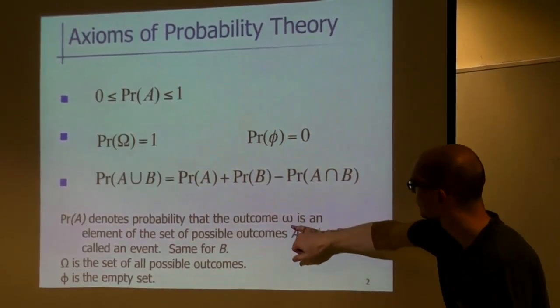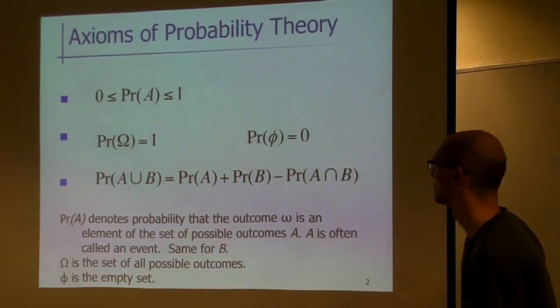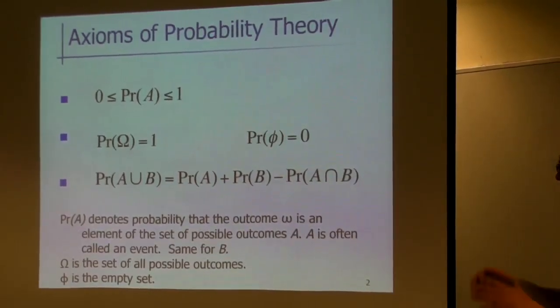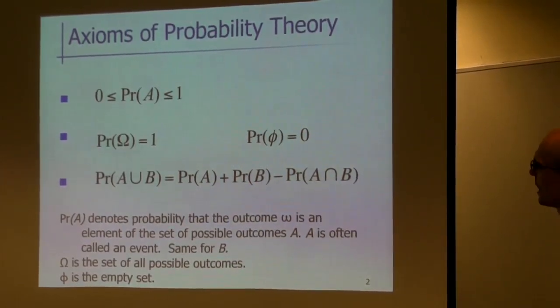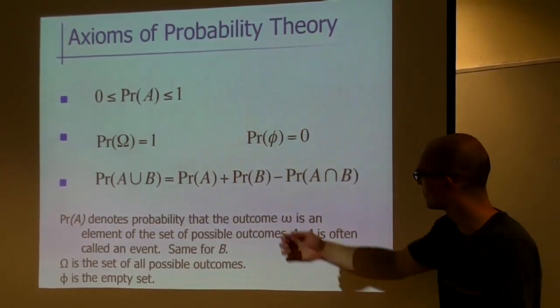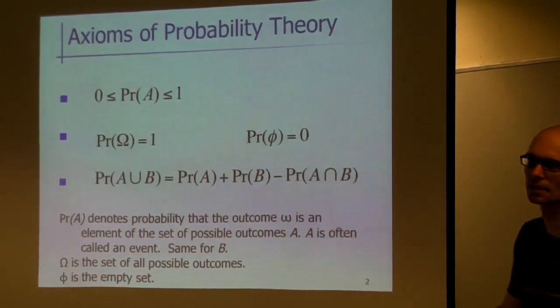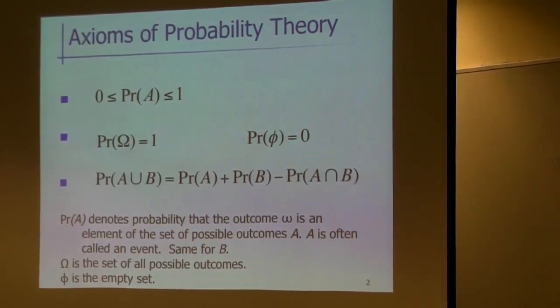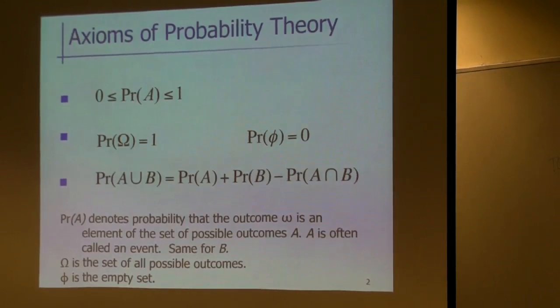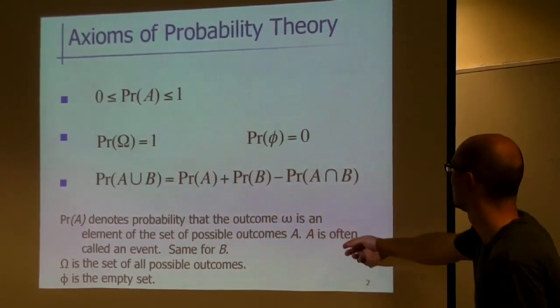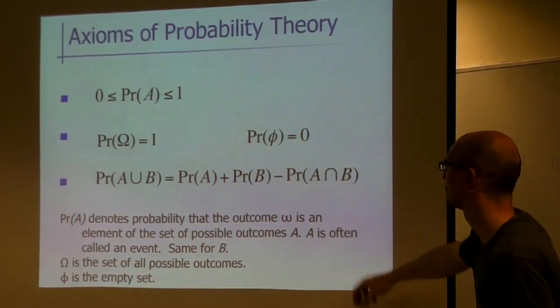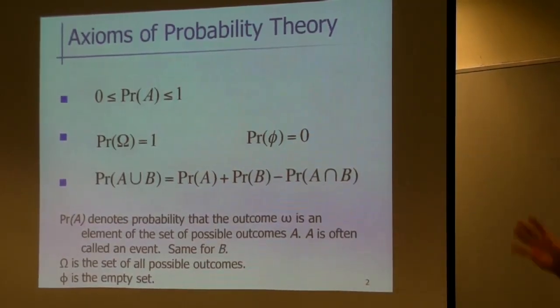Often the outcome is denoted by a small omega, and in general you can think of the small omega as just kind of the entire state of the entire universe at a particular time that you are considering, and then the set A would be all states of the entire universe in which, let's say, your coin flip came out heads. A is often called an event, and it's essentially just a set of small omegas.